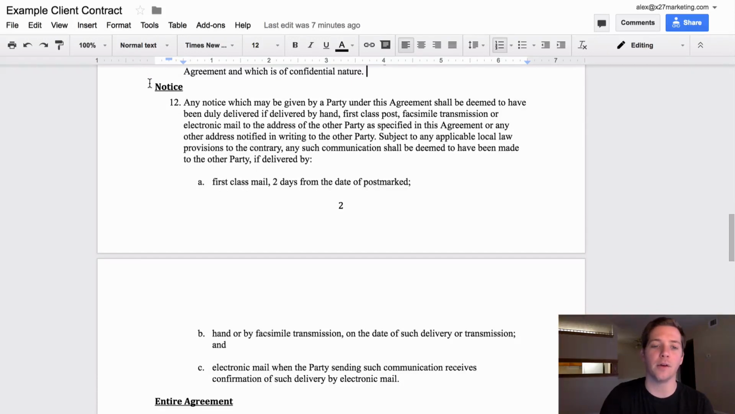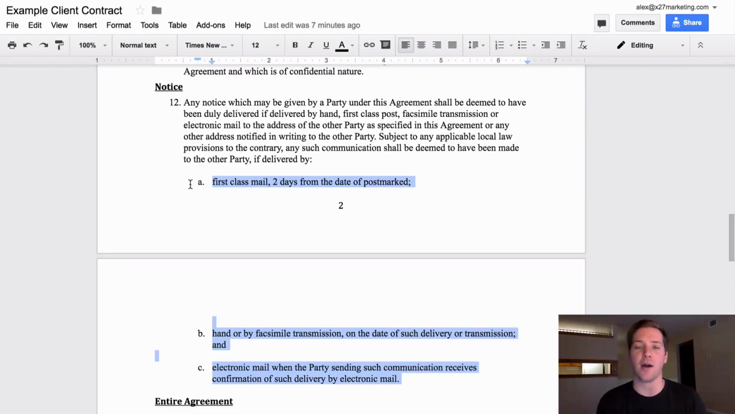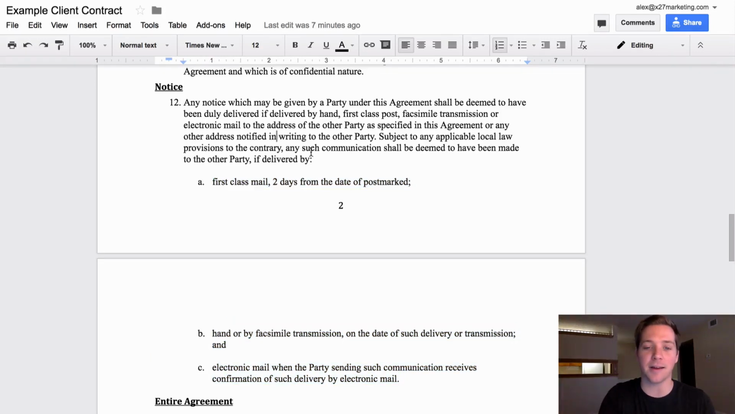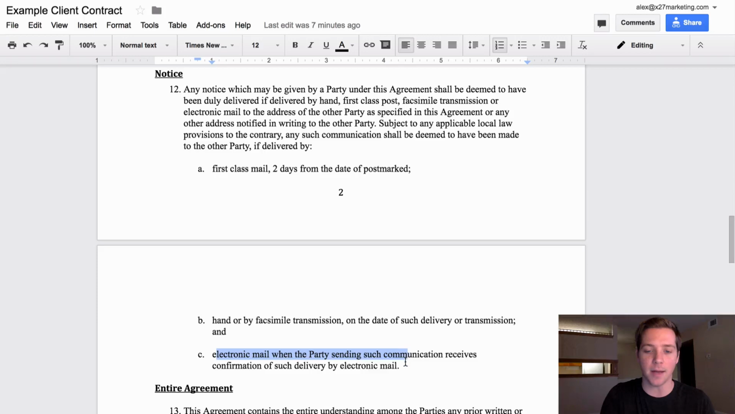And then the final one is notice. This is another one that our lawyer made us put in here. And what this means is it goes over how client communication works. So it defines what a client communication is, which means that they can basically cancel or make changes to the agreement with first class mail, with a fax or hand delivered thing, or an email.